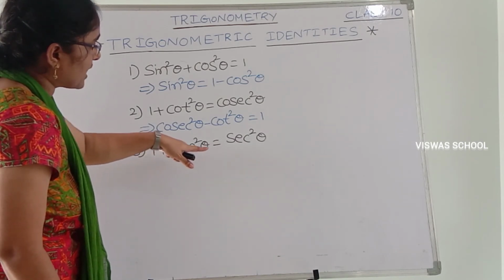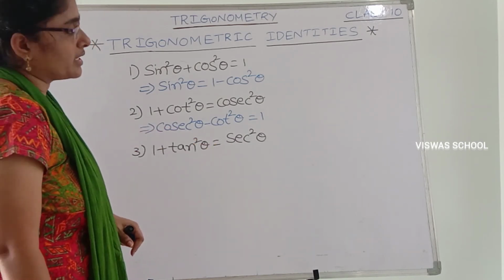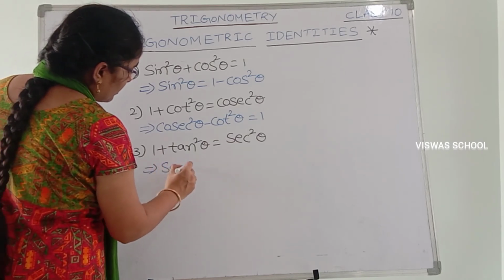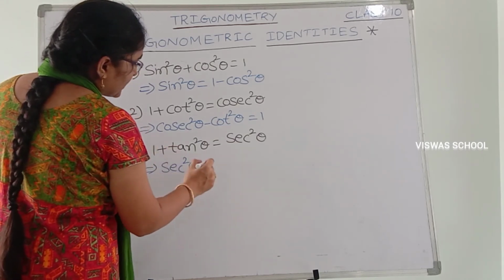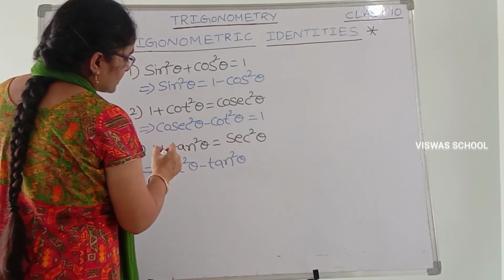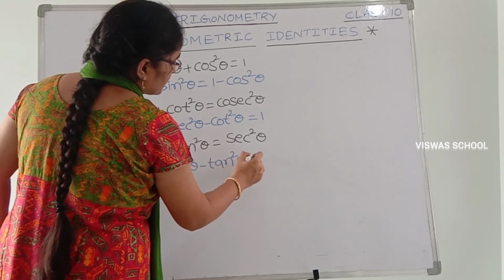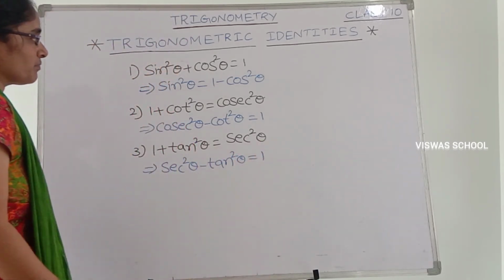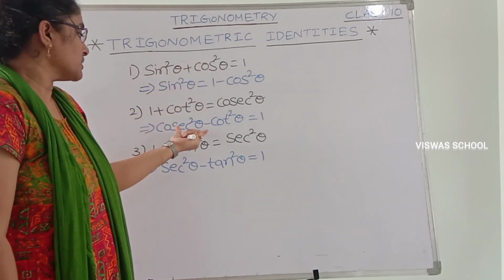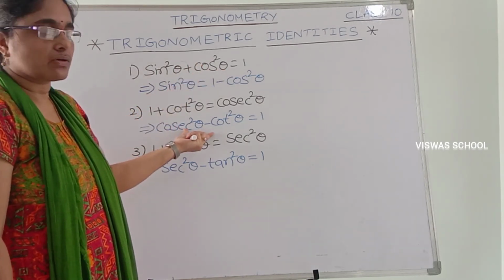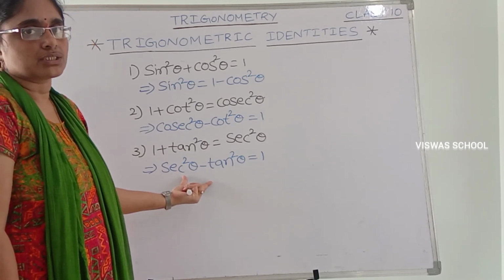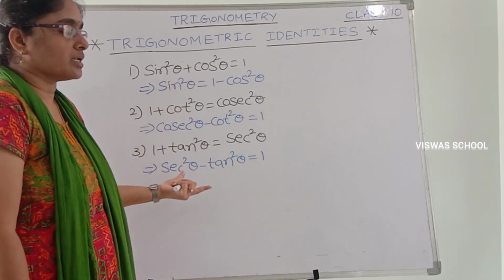Next 1 plus tan square theta is equals to secant square theta. Write it as what? Secant square theta minus tan square theta is equals to 1. That is sin square theta plus cos square theta equals to 1. Cosecant square theta minus cot square theta equals to 1. And secant square theta minus tan square theta is equals to 1. You can write in this way also.